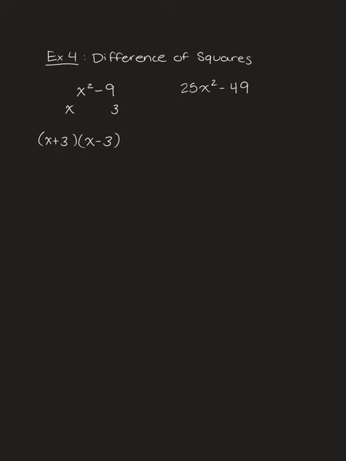If I look at this second one here, 25x squared minus 49. So 25 is a perfect square of 5. X squared is a perfect square of x. And 49 is a perfect square of 7. So my factored form is 5x plus 7 and 5x minus 7. And that's how you factor difference of squares.